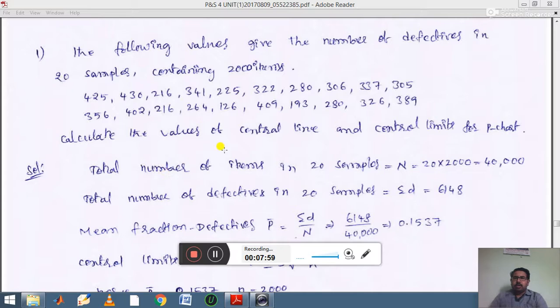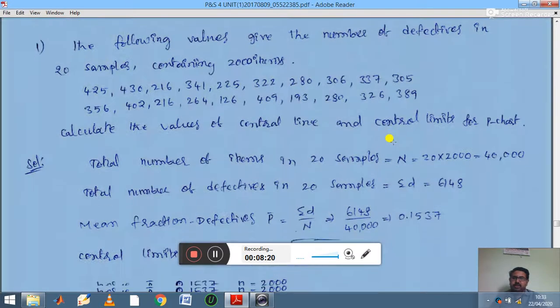So directly they are asking here to calculate CL control line and control limits. Control limits is nothing but UCL and LCL value for P chart. Here luckily they mentioned P chart. If they are not mentioning P chart, they will mention fractional defective chart. You please remember. Then let us proceed with the solution here.